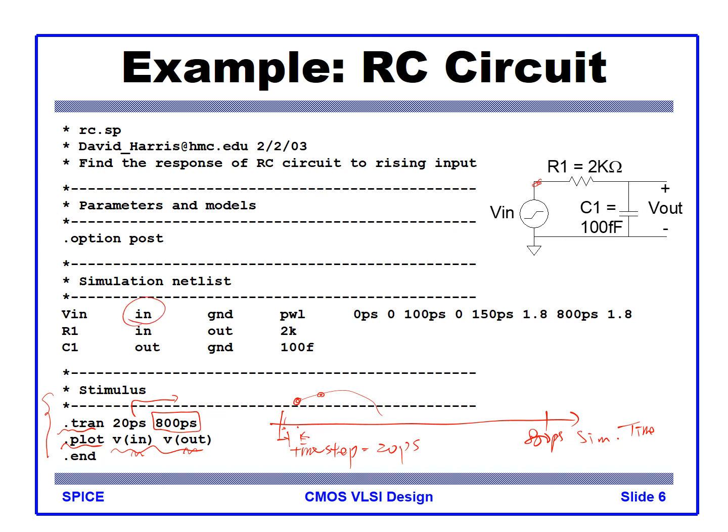sorry, this is the input node, in, and we have the output node, out, right? So this is the output node, and this is the input node, right? In. So we want to plot the output. That end is the end of the simulation circuit, the SPICE input circuit. Okay.